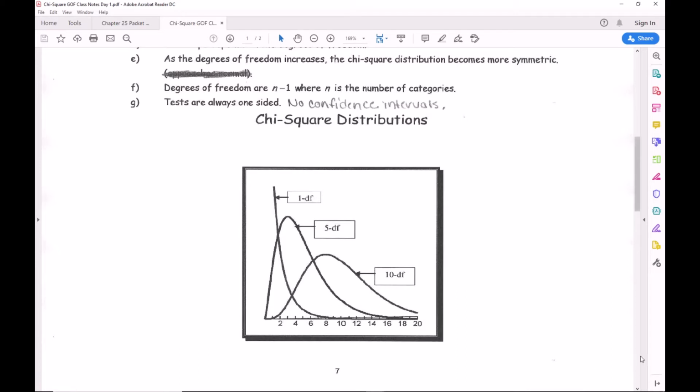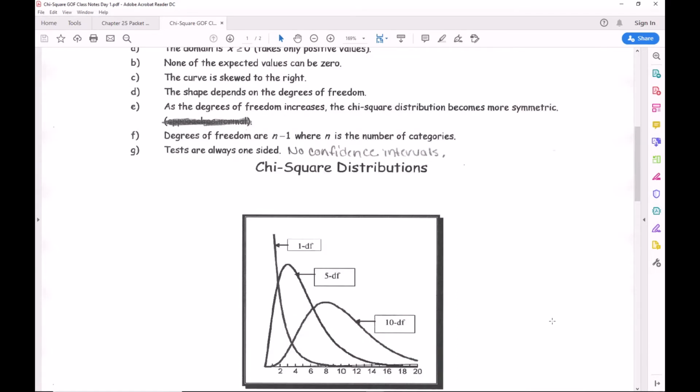Now the good news for us is that our tests are always one-sided. They're going to be from some chi-square number to infinity. We also do not have to deal with confidence intervals. So jot that down, no confidence intervals. The thing is, if you have 6 categories, your HA will be so multidimensional in what's bigger than what or what's different from what, that there's no way that you can do a confidence interval.